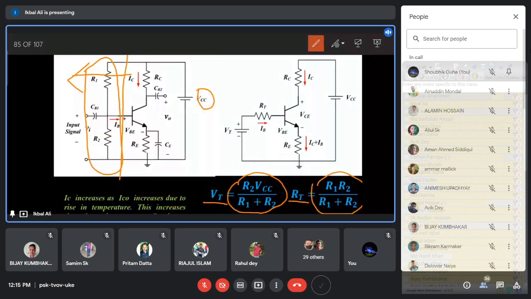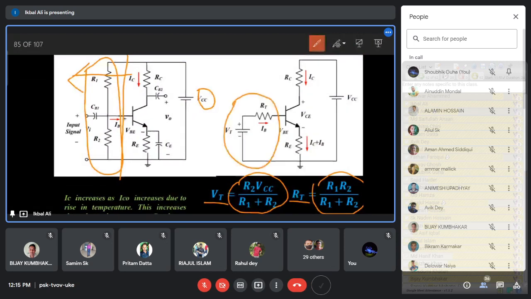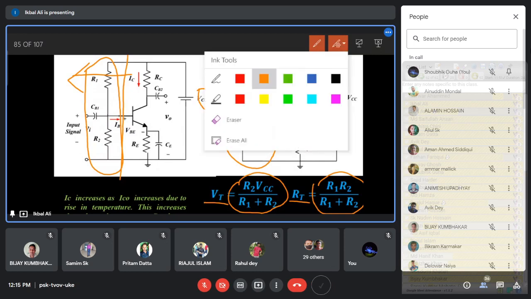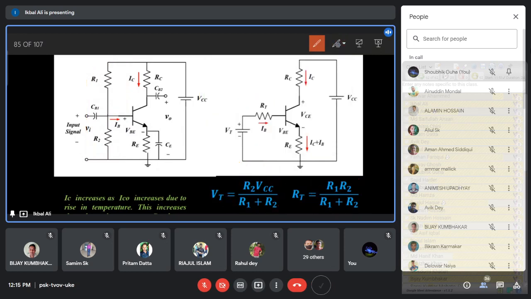You know that the equivalent circuit will be a Thevenin voltage, a battery, in series with a resistance. So this is the equivalent circuit of the R1 R2 portion of the original circuit. This equivalent circuit is simpler than the original circuit, and you can analyze it very easily to calculate the parameters, voltages, or currents flowing through the transistor.